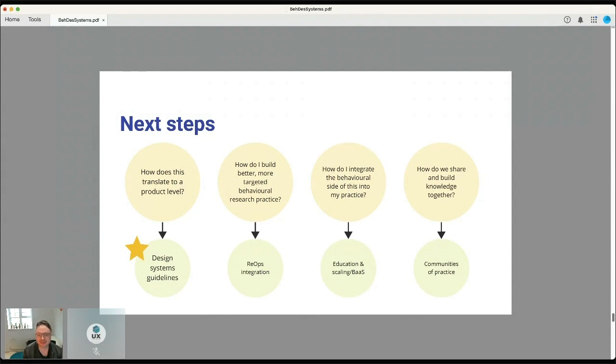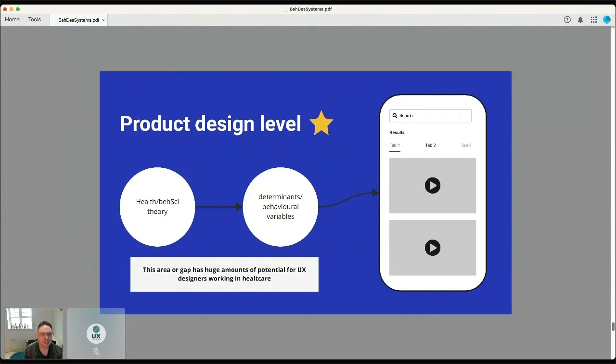And then the final question is, how do we share and build knowledge together as a healthcare UX community? You might not be interested in behavioral science, but it does have an impact probably on what you're doing. Well, of course, there's communities of practice, and there's lots of really, really good talented people out there to connect with. One thing I just wanted to highlight was just to reiterate this point of moving between the gaps.